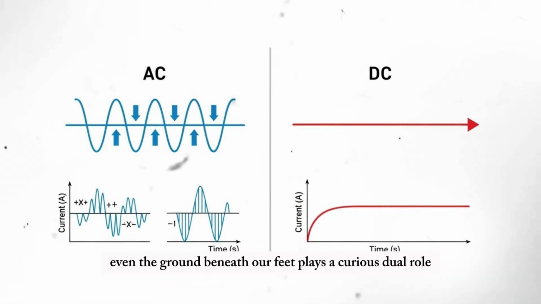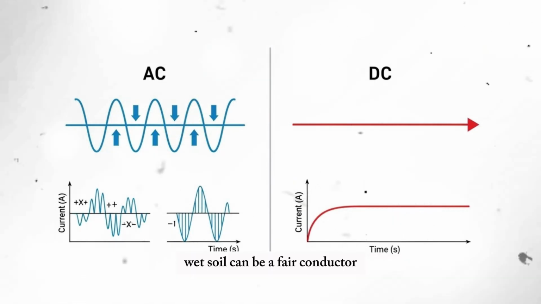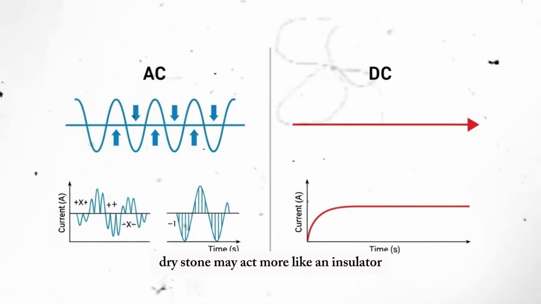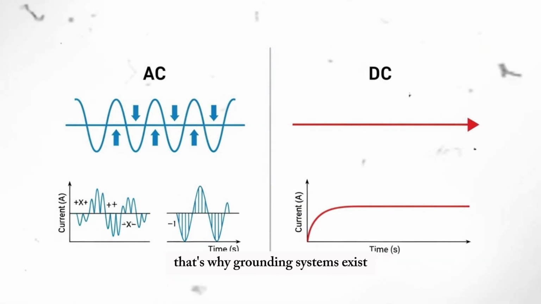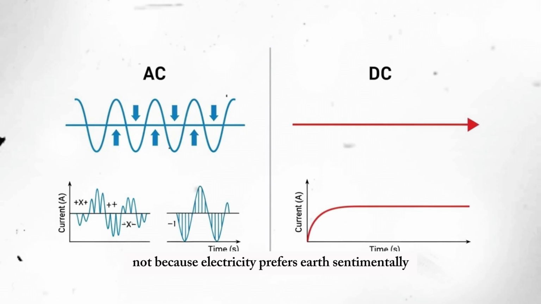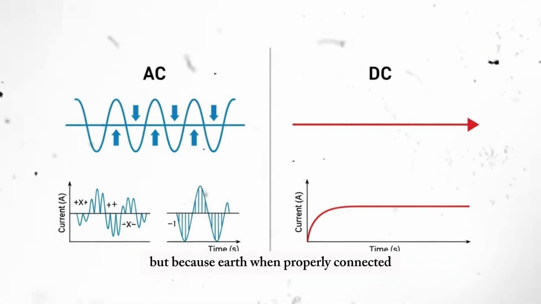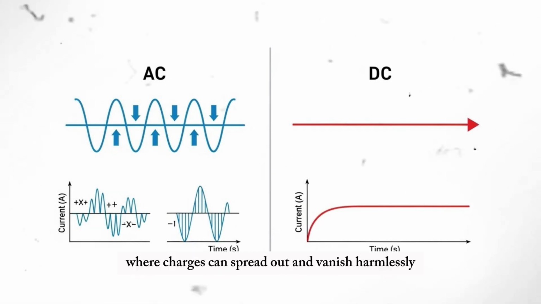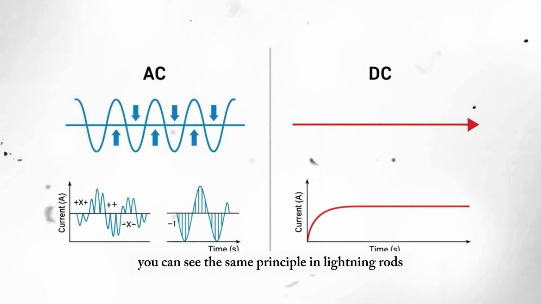Even the ground beneath our feet plays a curious dual role. Wet soil can be a fair conductor. Dry stone may act more like an insulator. That's why grounding systems exist. They give stray current an easier, safer path than your body. Not because electricity prefers Earth sentimentally, but because Earth, when properly connected, offers a vast reservoir where charges can spread out and vanish harmlessly.